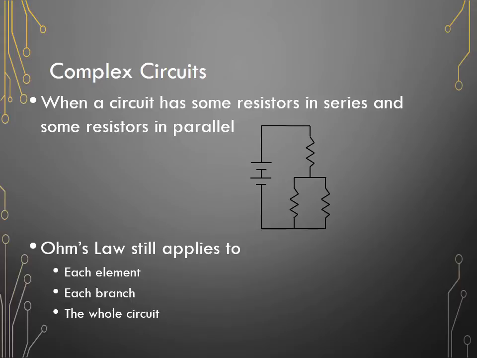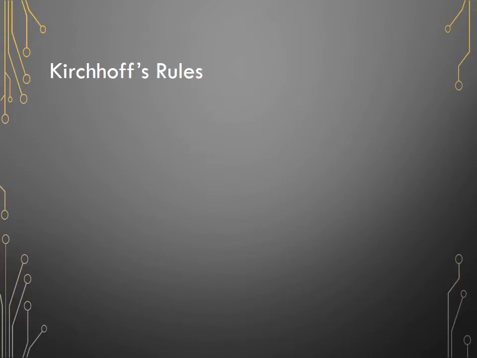Or I could say each branch. So I could take just the 2 in parallel, and Ohm's law would still apply. Or I can look at the whole circuit. All right, so what are these rules? So there's 2. The first is the junction rule.